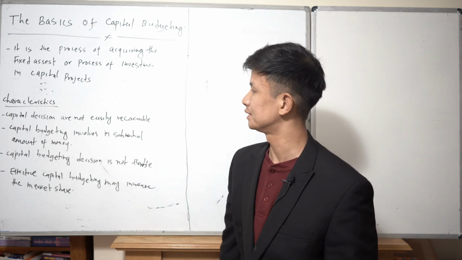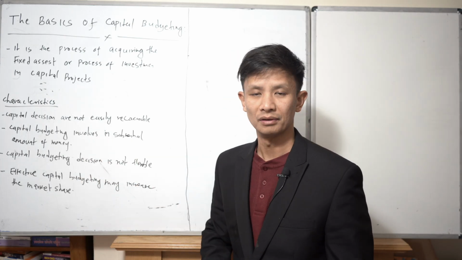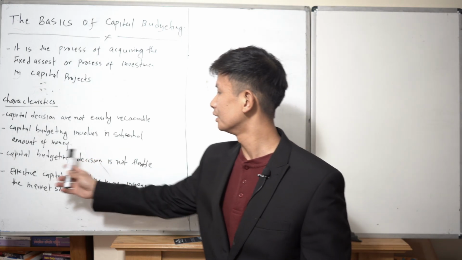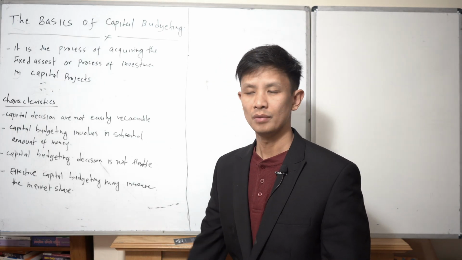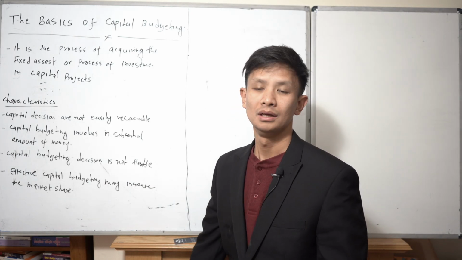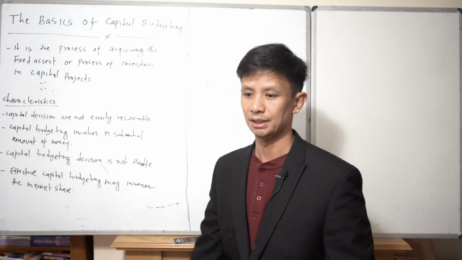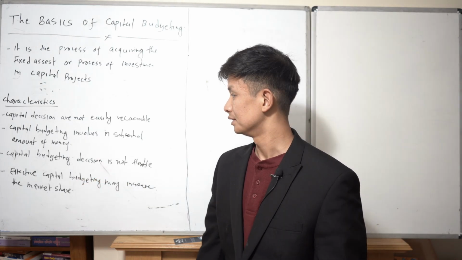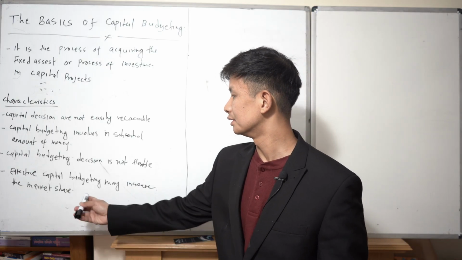The first and important point is that capital decisions are not easily recoverable. The second characteristic is that capital budgeting involves a substantial amount of money. When we talk about capital budgeting, the management or the firm is making a large investment. We are not talking about hundreds and thousands, we are at least talking about millions of money. So capital budgeting decisions are not flexible. The last one is that effective capital budgeting may increase the market share.